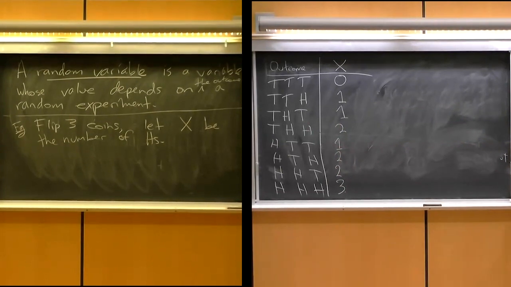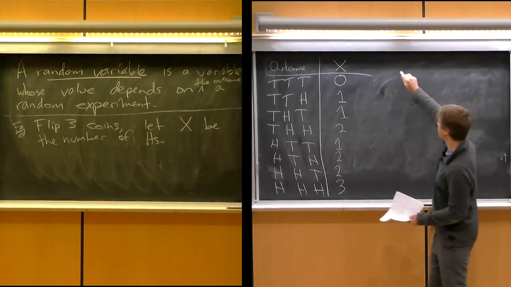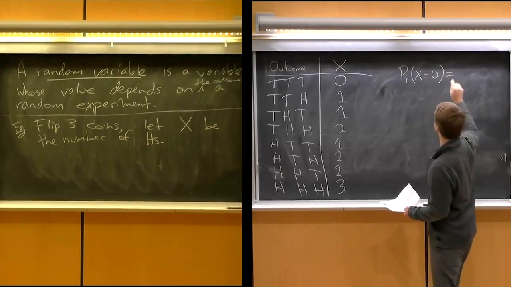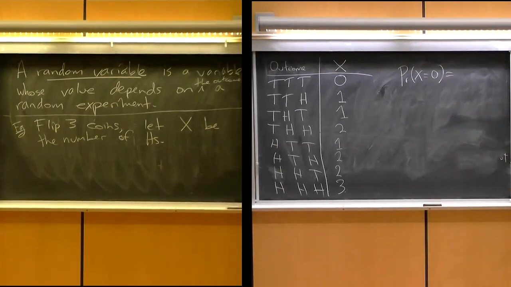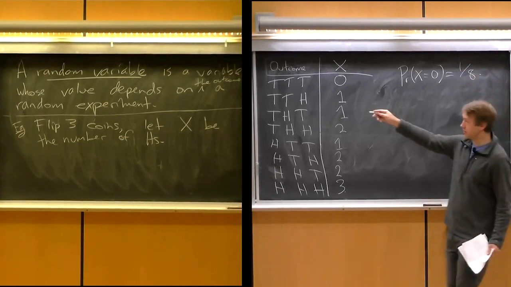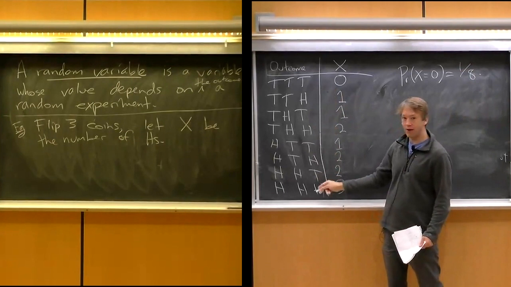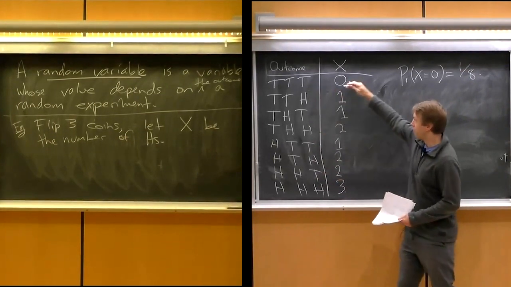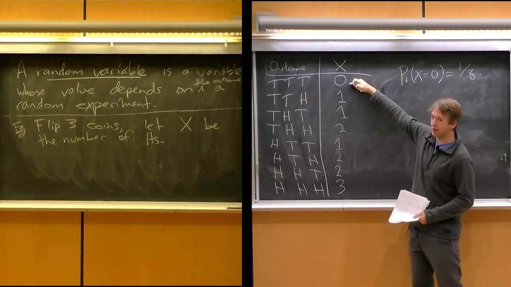Okay, so we can write things like, what is the probability that x is equal to 0? Any feeling what it should be in this case? Right, because all of these outcomes are equally likely. Every outcome happens with probability 1/8, and only one of those outcomes has x equals 0.